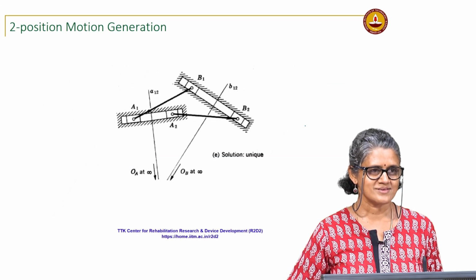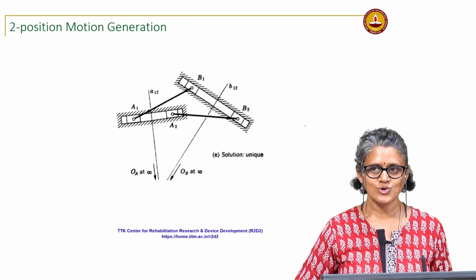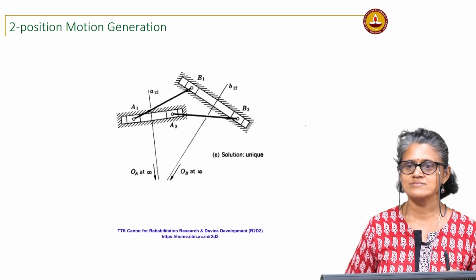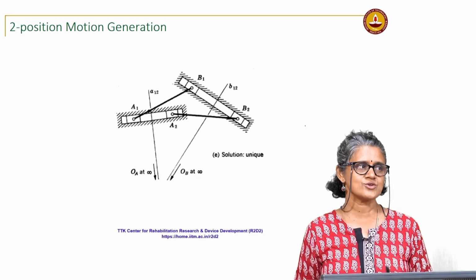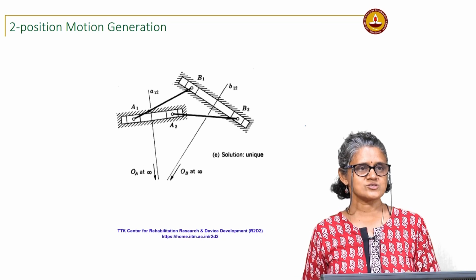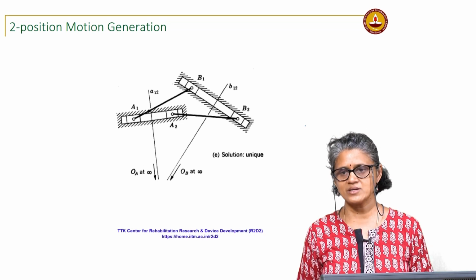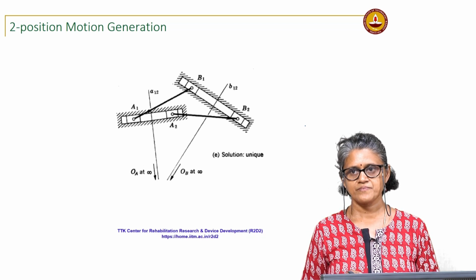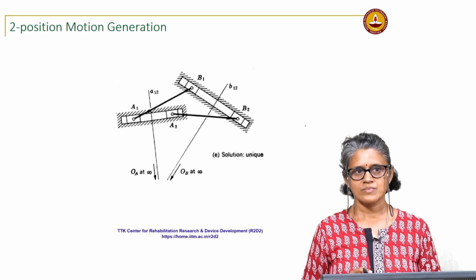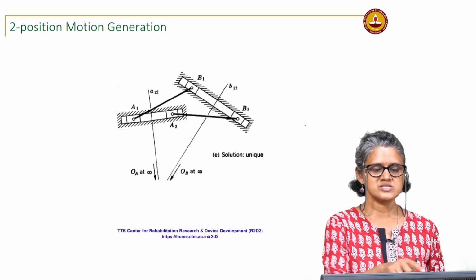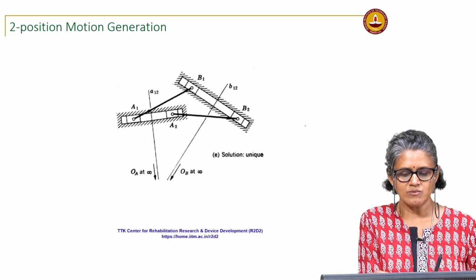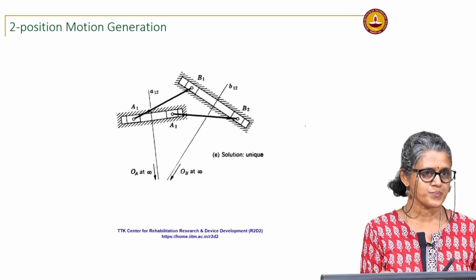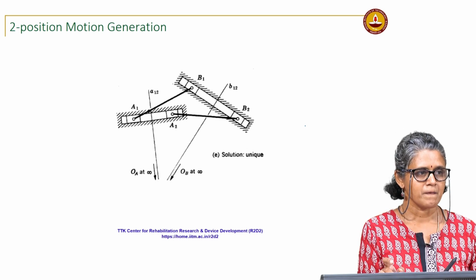Both sliders, only one solution, right, becomes a unique solution because this is also at infinity, that is also at infinity. Okay. So, if these are guided, then A1 B1 will move to A2 B2.